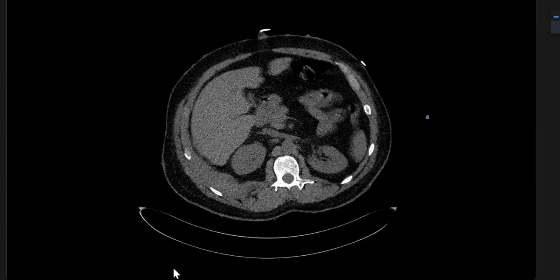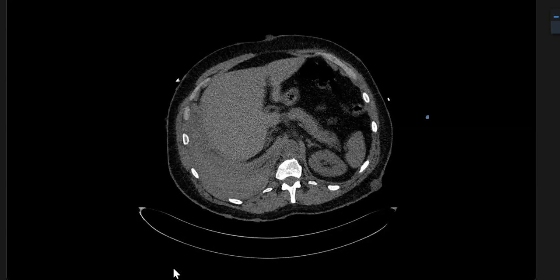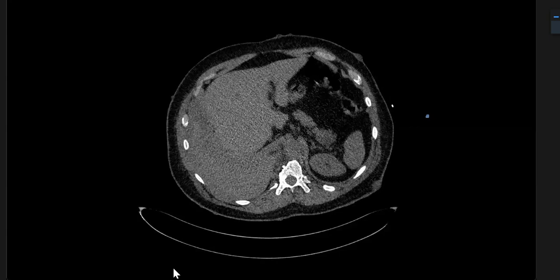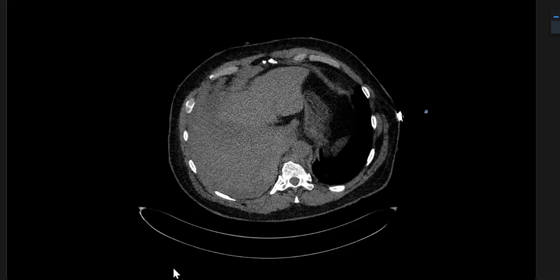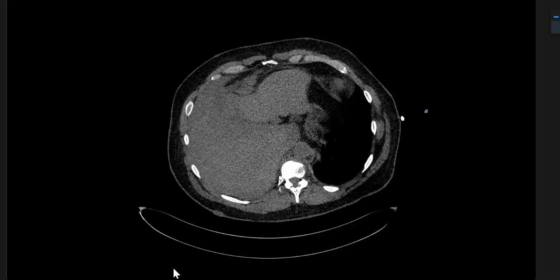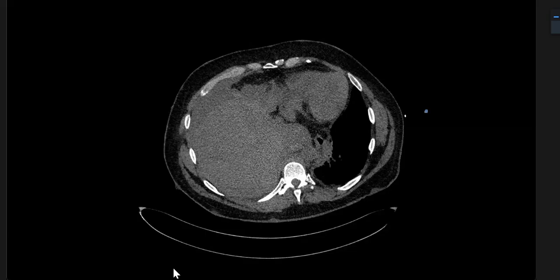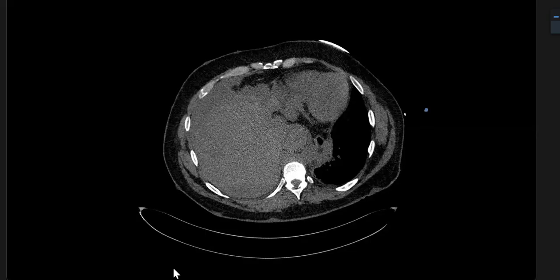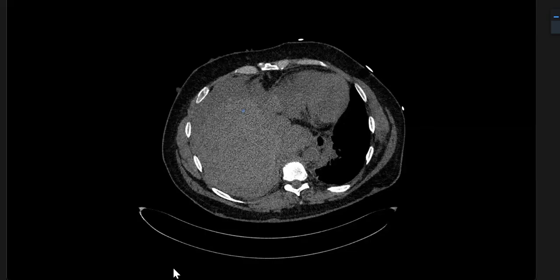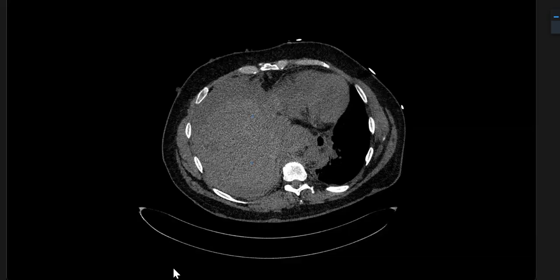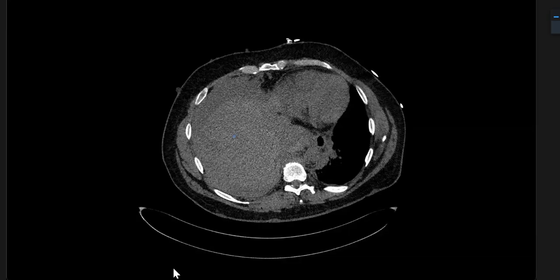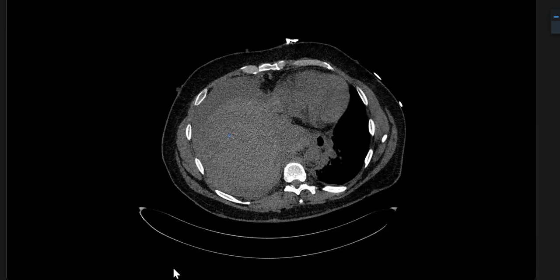So there is a moderate to large pleural effusion seen on the right side. And there is a hyperdensity area noted medial to this pleural effusion. This likely represents underlying collapsed lung, right lung.